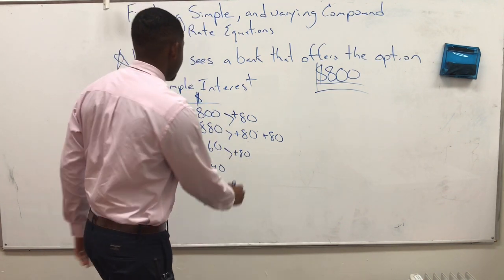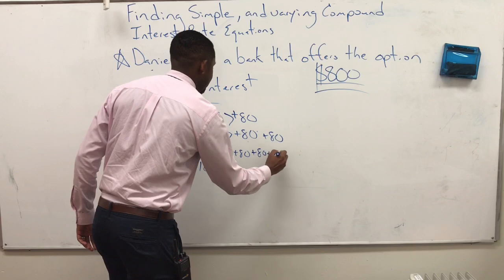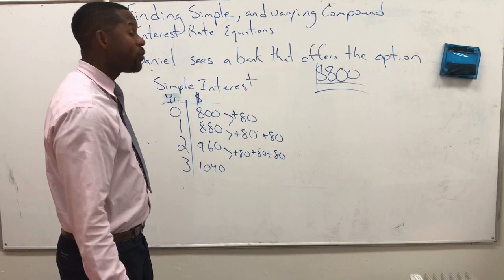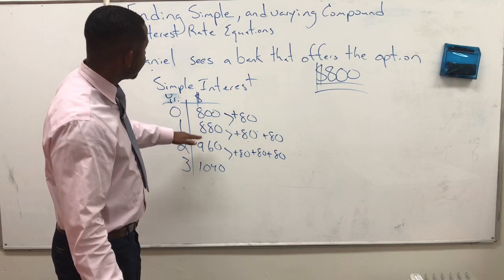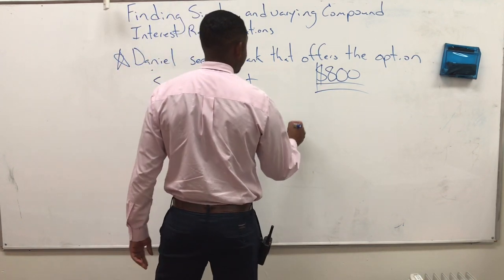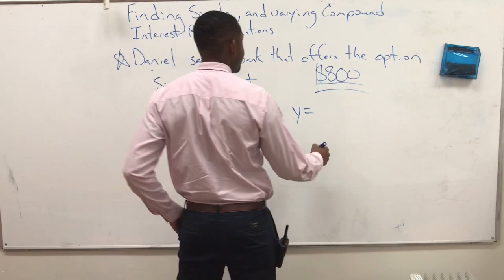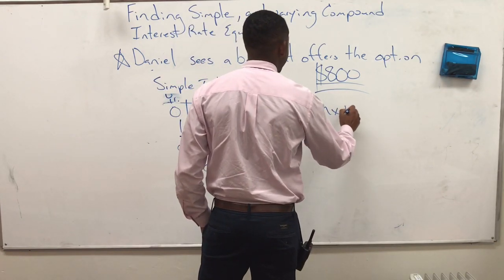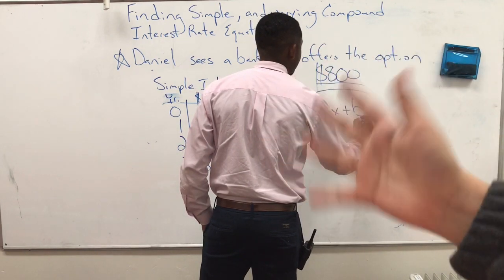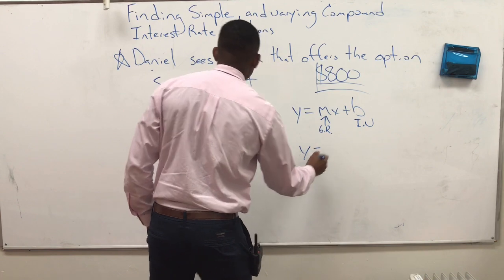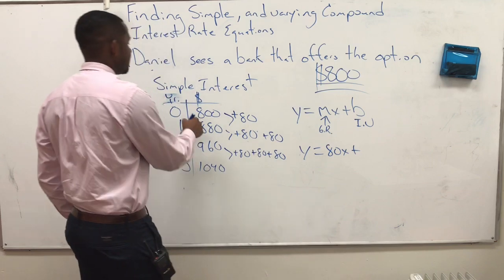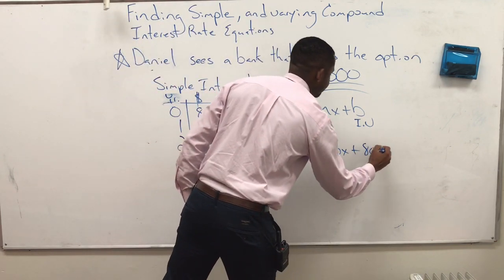So he made some pretty good money. This is 80 plus 80 plus 80, right? And that's my 3 years. All right? So now, we have to make the equation. I can see by this table that it's addition, so I can see that it's linear. So it's going to be something like y equals mx plus b, with this being our growth rate, this being our initial value. So y equals 80x plus 800, his growth rate being 80 and his initial value 800.